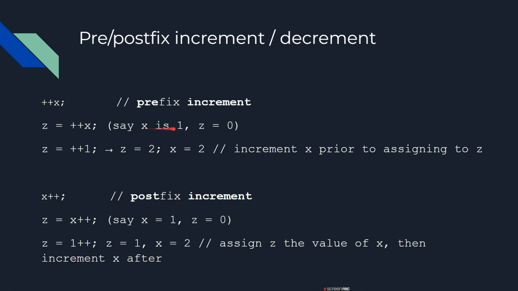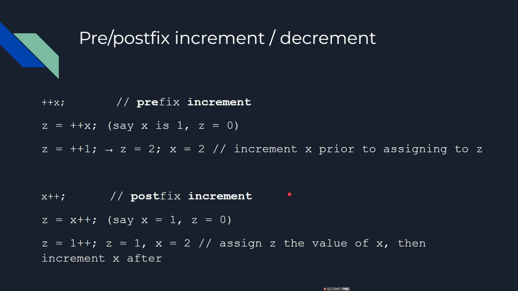Say, for example, x is equal to 1, z is equal to 0. Once we evaluate the statement, what will occur is x will increment to 2 prior to assigning it to the variable z. And at the end, x will equal 2 because of the increment operator, and z just will get assigned that value, which is 2.